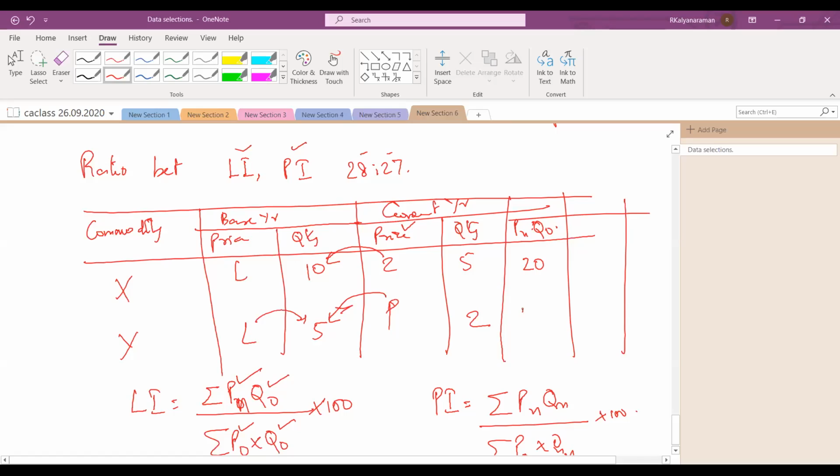So 5L. Sigma of P1 Q0. So all the prices we have to multiply. So 5P, P1 Q0 will be here 5P as it is. P0 Q0. What is P0 Q0? Base year price into base year quantity. So 10L plus 5L. So we are going to add 20 plus 5P. This is 10L, 15L.